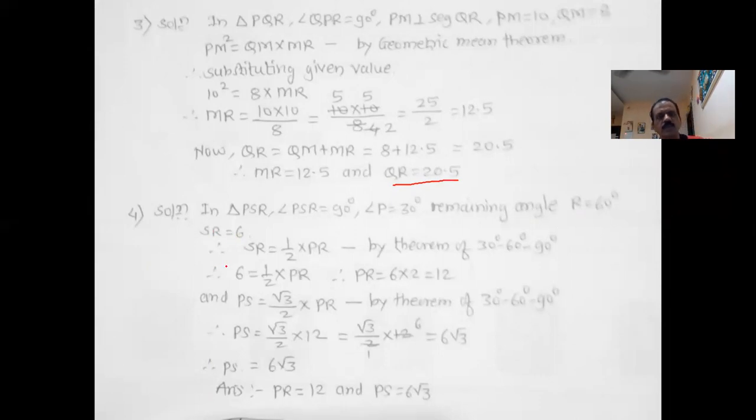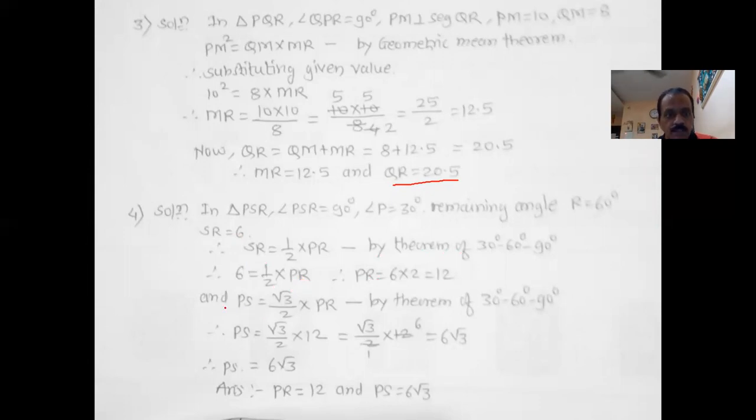Now we substitute here SR is equal to 1/2 of PR. This is the theorem of 30-60-90 triangles. Then substitute the values. 6 is equal to 1/2 times PR, so we get PR is equal to 6 times 2, which is equal to 12.